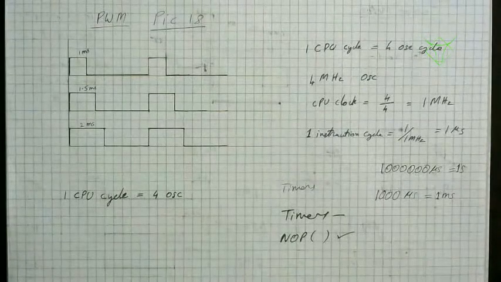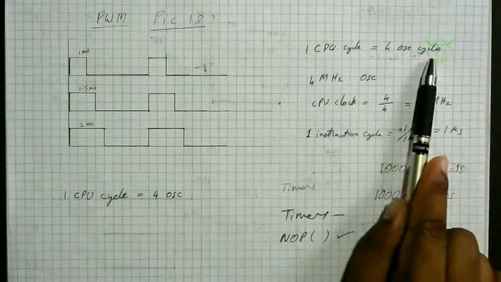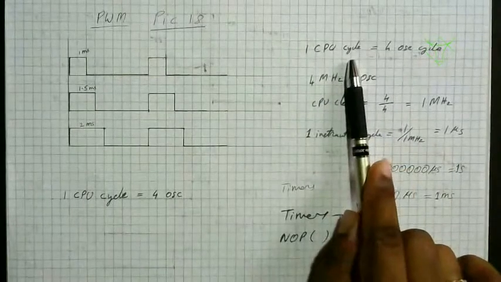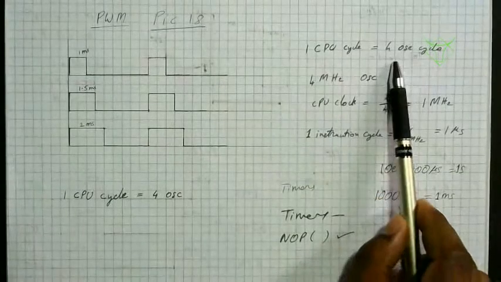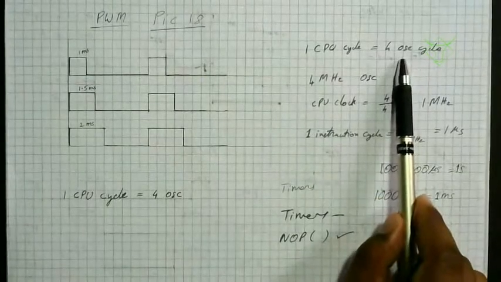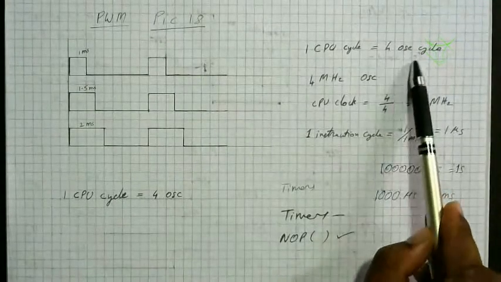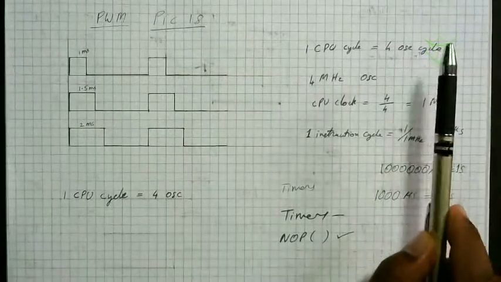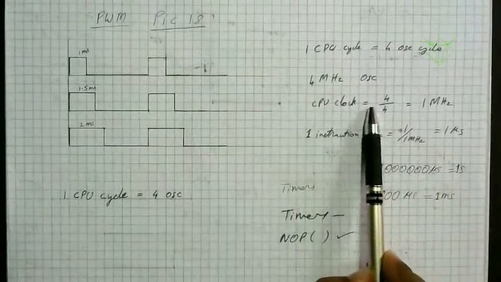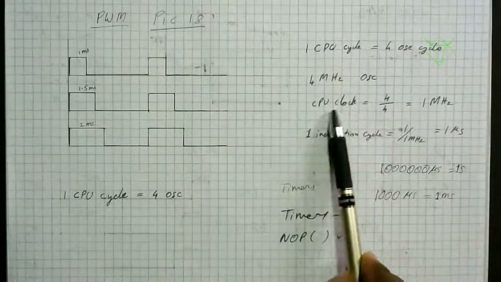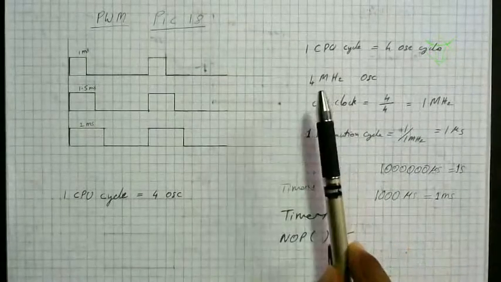PIC18 microcontroller uses 4 oscillator cycles for one CPU cycle. That means each CPU cycle consumes 4 oscillator cycles, where the oscillator cycles come from the crystal you have connected. If you have connected a 4 megahertz crystal, the CPU clock is 4 divided by 4, which is equal to 1 megahertz.